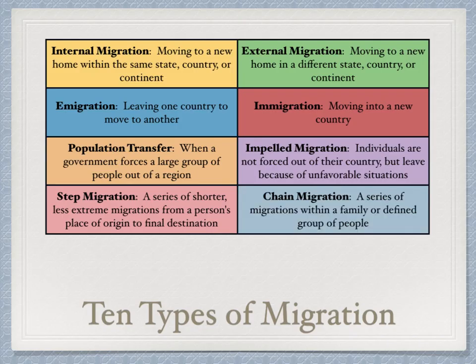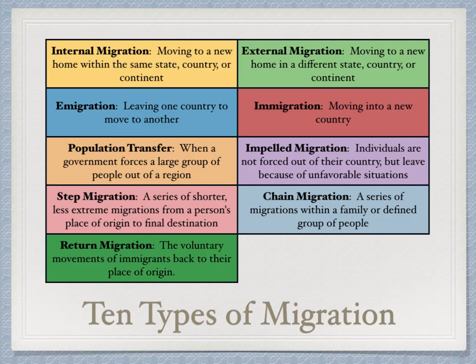A chain migration is a series of migrations within a family or a defined group of people. Now, this usually begins, for example, with one family member who moves to a new home, works, and then sends money to bring the other family members into the same new location. When chain migrations happen, they result in what's called migration fields. Migration fields are the clustering of people from one specific region into certain neighborhoods or small towns. This is very common in the United States, a country which was made up of immigrants.